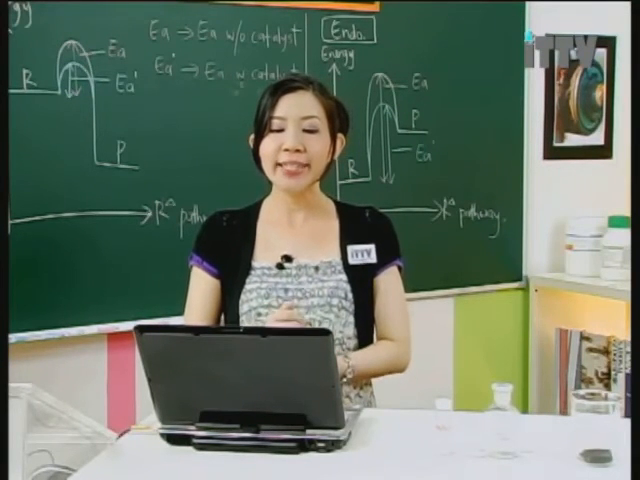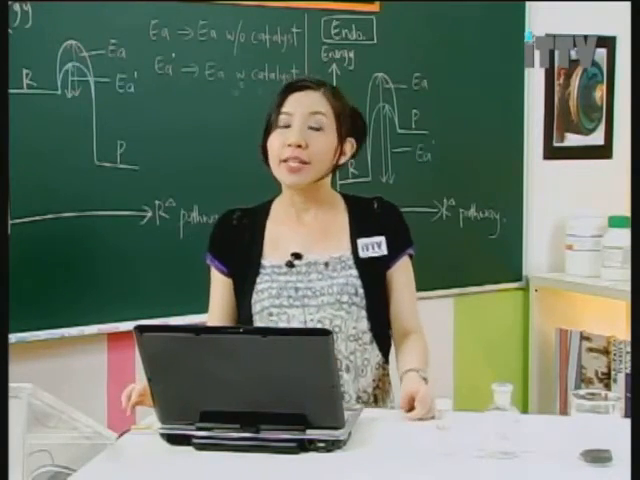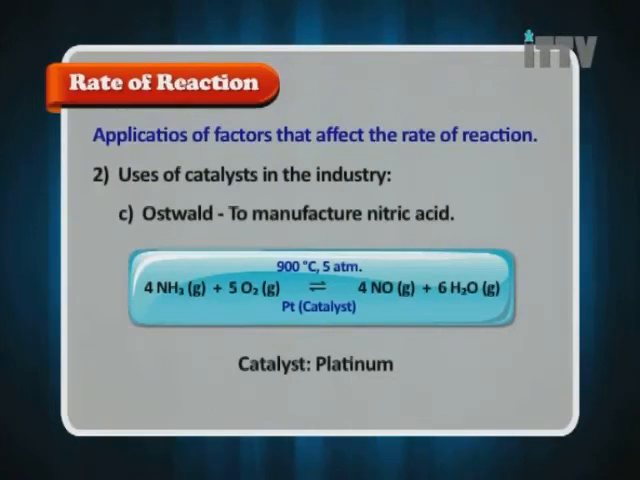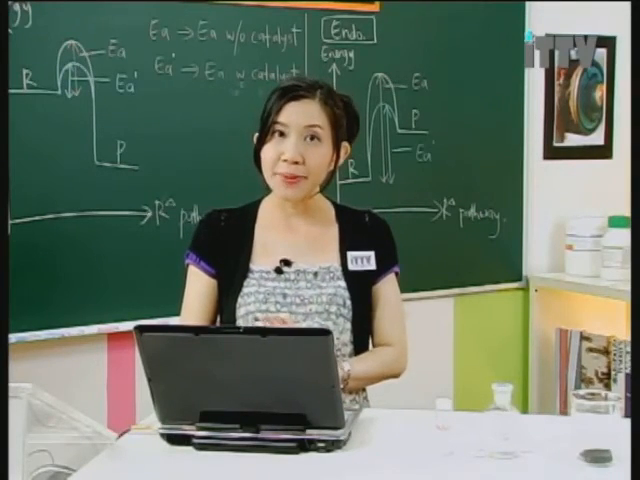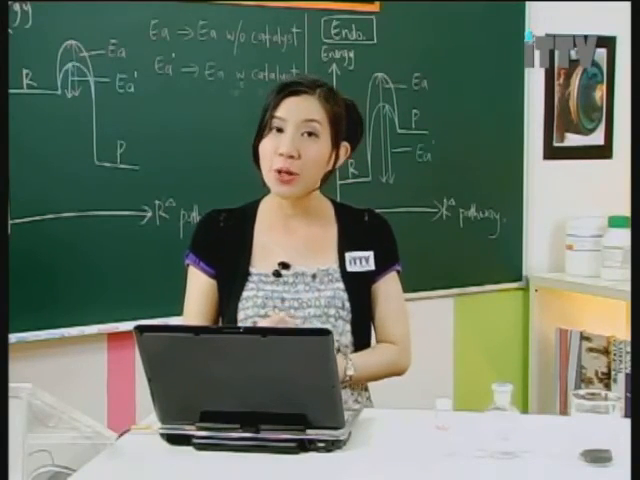Let's come to the final example, which will be the Ostwald process. In the Ostwald process, it's to manufacture nitric acid. The key reaction pathway here will be when ammonia gas reacts with atmospheric oxygen to produce nitric oxide. And in this case here, the catalyst will be platinum. So those were three specific examples of how the use of a positive catalyst will increase the rate of reaction.